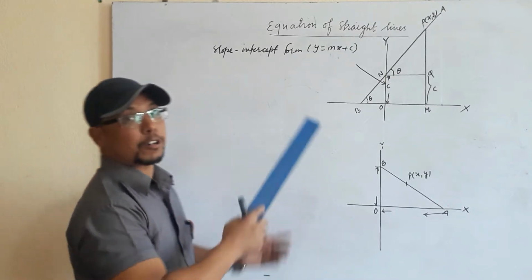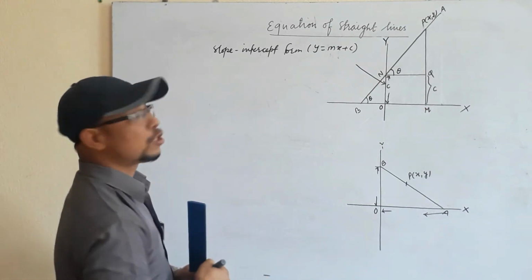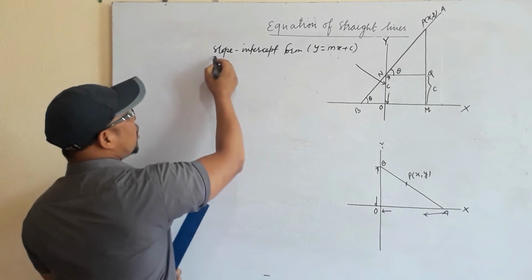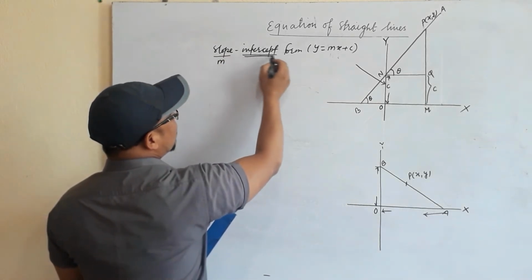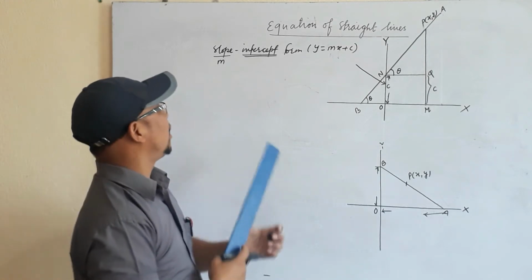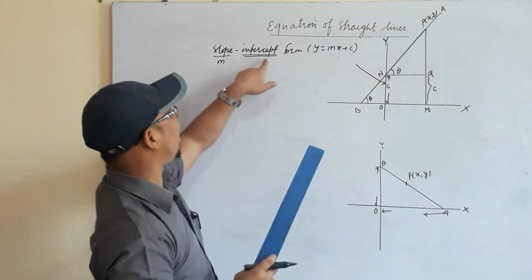Now let's talk about the slope intercept form. Okay, what is the slope intercept form? In the slope intercept form, there is the slope, which is m, and there is one intercept. In the slope intercept form, our formula is y equals mx plus c. And what is the intercept here?